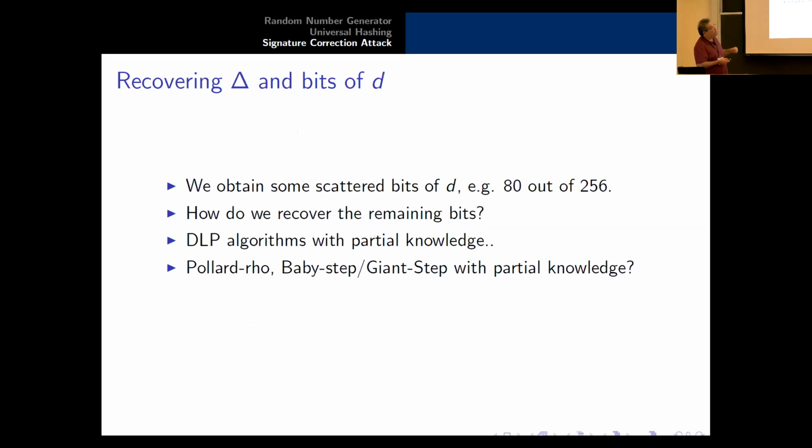The problem is we don't get all of the bits because remember we had non-flippable locations. Rowhammer is not that powerful. How do you recover the remaining bits? What we need is a DLP algorithm with partial knowledge. This was like a month ago. I'm thinking, okay, we have bits here and there, so I went back to the literature and remembered that we can use Pollard's rho or baby step, giant step. Now we have this additional partial information. What do we do? Well, I wanted to do good research, so I went online and started Googling.